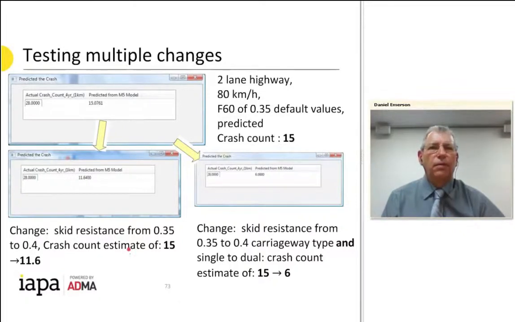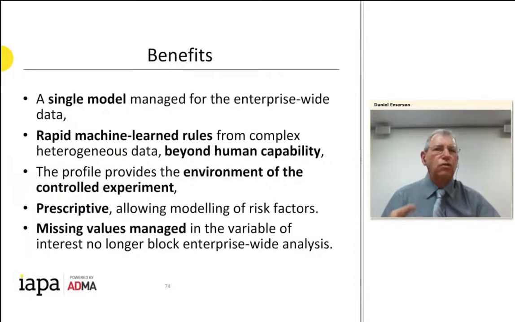We have rapid machine learned rules from complex heterogeneous data, and this is actually beyond the human capability. And the profile provides an environment of the controlled experiment. It's prescriptive, allowing modelling of risk factors, and missing values are managed, and they no longer block this ability to perform enterprise-wide analysis.